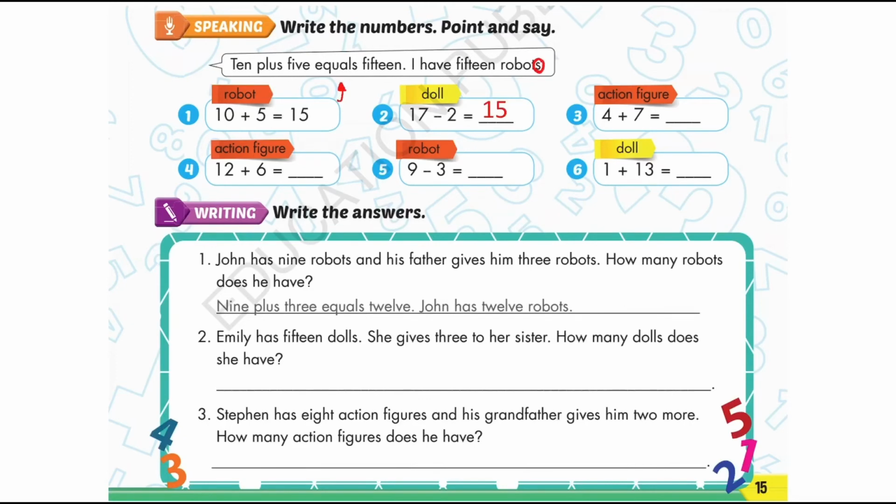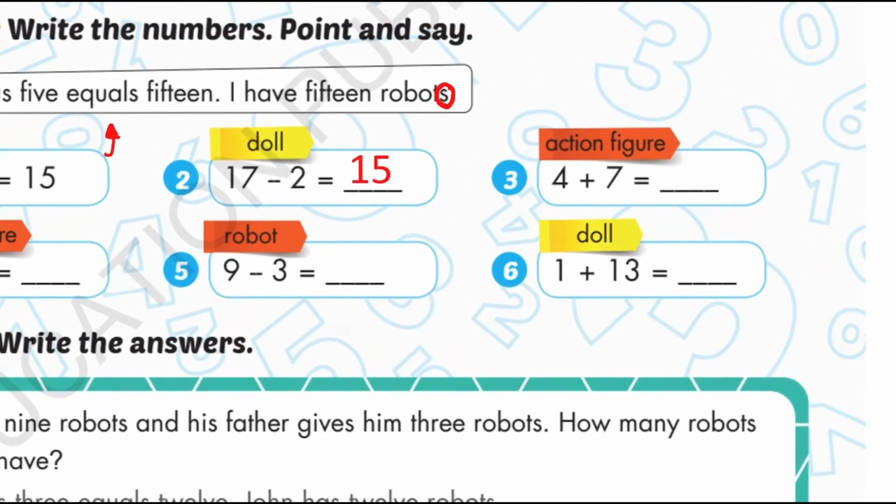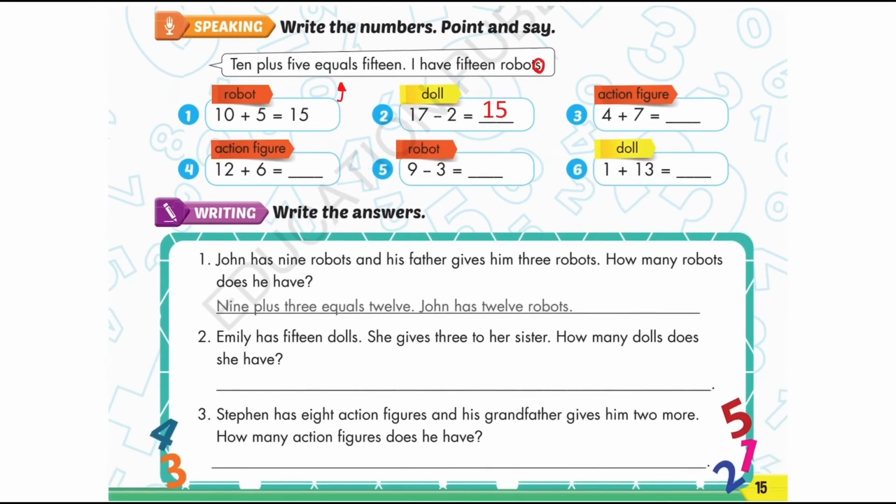And 3. 4 plus 7 equals. Do you know it? Equals 11. I have 11. What is it? Action figure. Don't forget to put S, okay? I have 11 action figures.